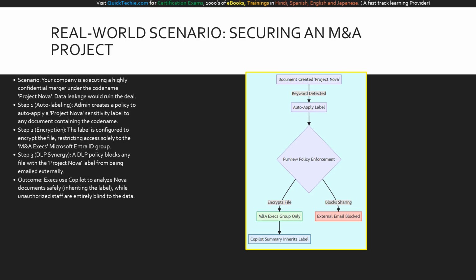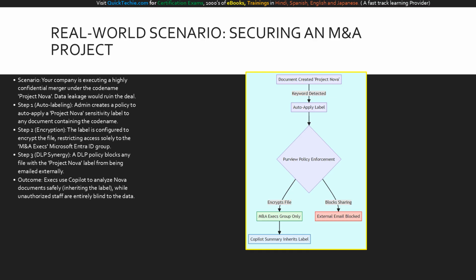Step 2. We enforce encryption. You configured this label so that only members of the M&A Exec Entra ID group can open the file. If someone accidentally saves it to a public SharePoint site, standard employees simply see scrambled ciphertext. Step 3. We utilize DLP synergy. You create a rule stating no document with the Project Nova label can be emailed outside the company.